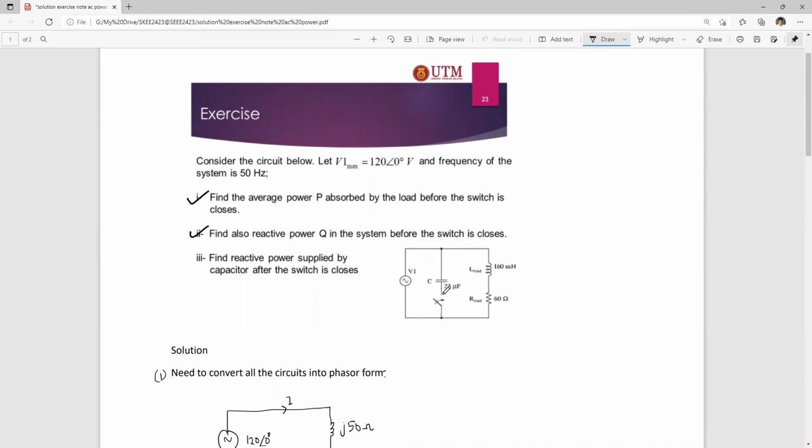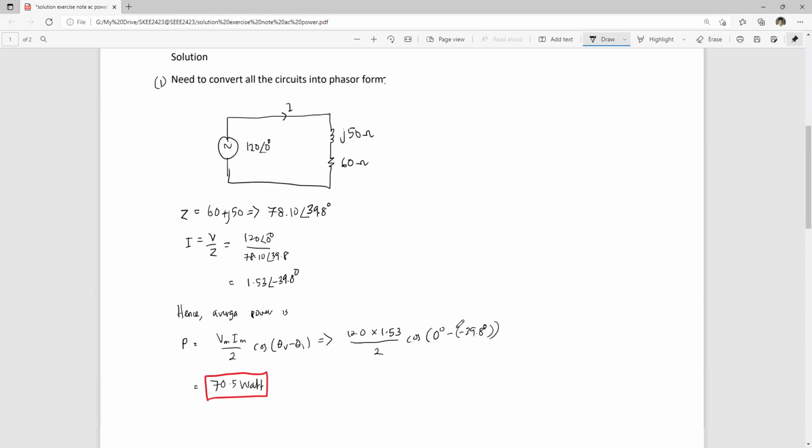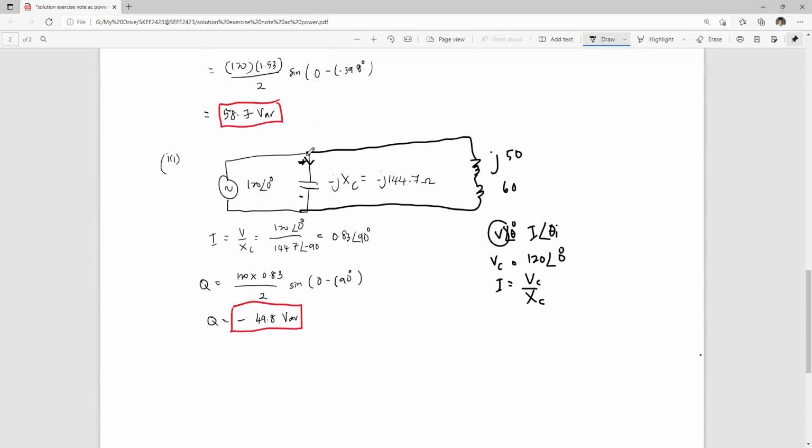When the switch is closed, the capacitor is connected to the circuit, so it will supply some power, which is the reactive power Q. This is the circuit after the switch is closed. You have a capacitor connected in parallel with the inductors and also resistors. To obtain the Q, what you need is the information of the voltage across the capacitor and the current that flows inside the capacitor.